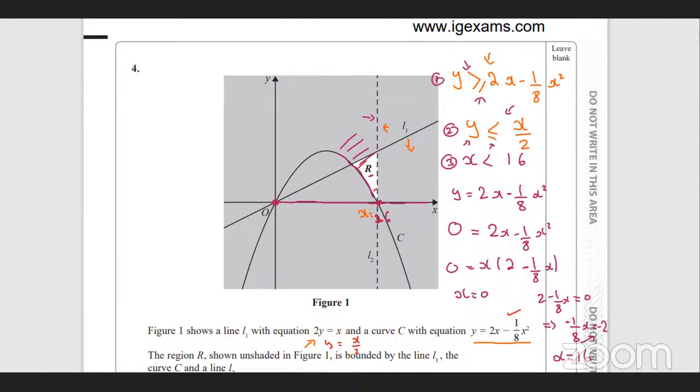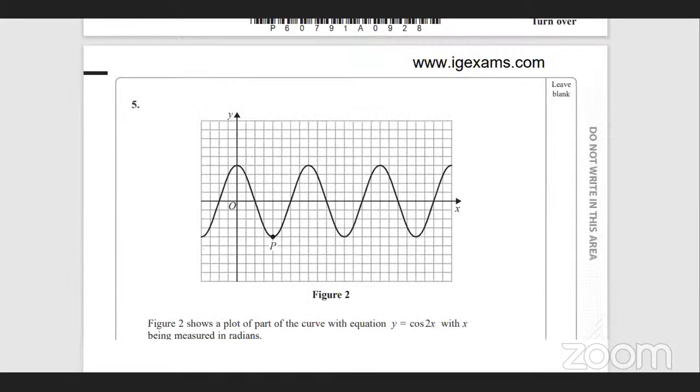Why less than or equal to? Because it is a solid line, it is not a dotted line. And for this line, I know that it is x equals 16. My region would be x is less than 16 and not equal to because it is a dotted line. Okay, so we are done with this as well. Let's talk about the next question.